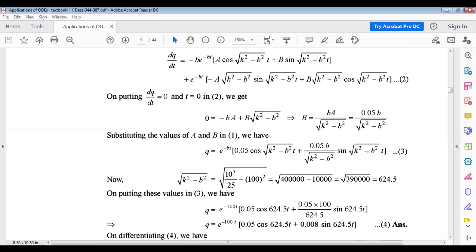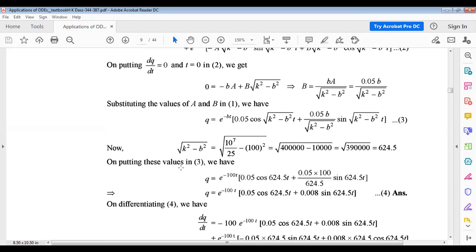Now from here, square root over k square minus b square equal to what? Putting the value of k and b. Okay, we get 624.5. So on putting these values in equation 3, this value equals to 624, just we get this result.